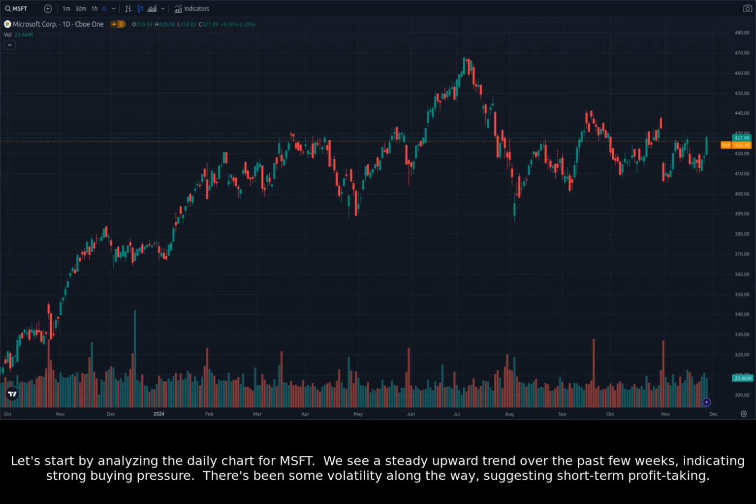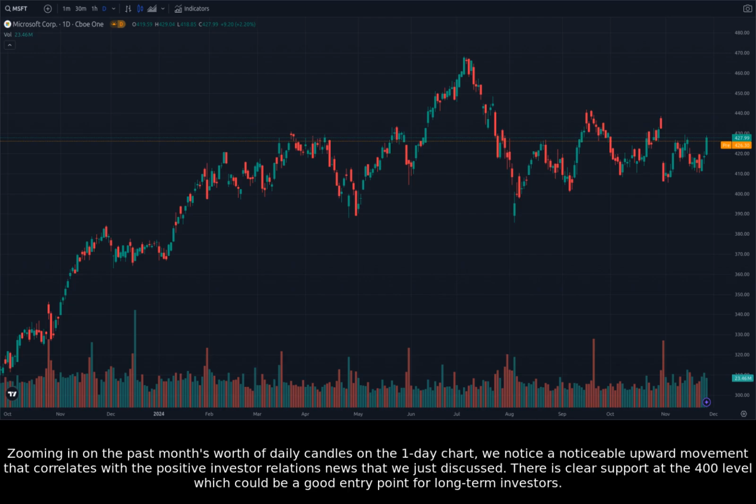We see a steady upward trend over the past few weeks, indicating strong buying pressure. There's been some volatility along the way, suggesting short-term profit-taking. Zooming in on the past month's worth of daily candles on the one-day chart, we notice a noticeable upward movement that correlates with the positive investor relations news that we just discussed.